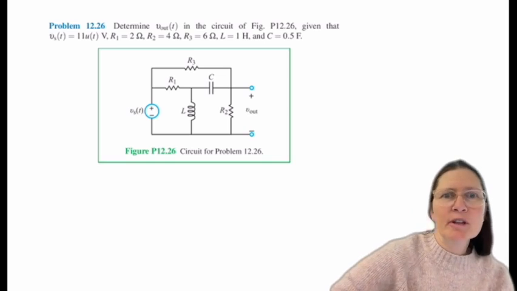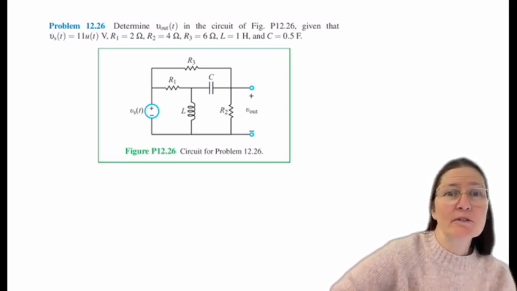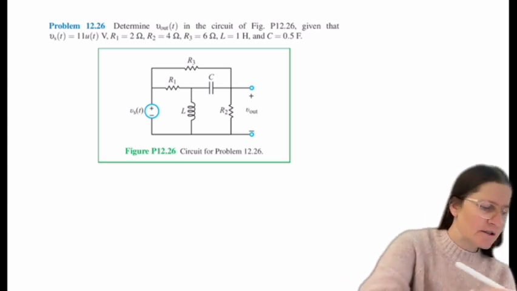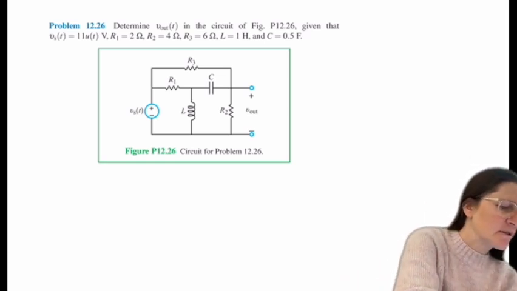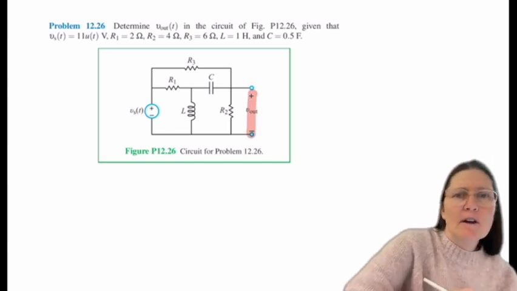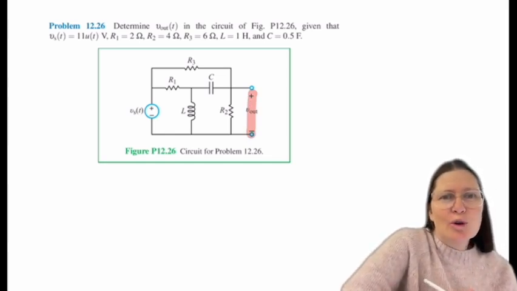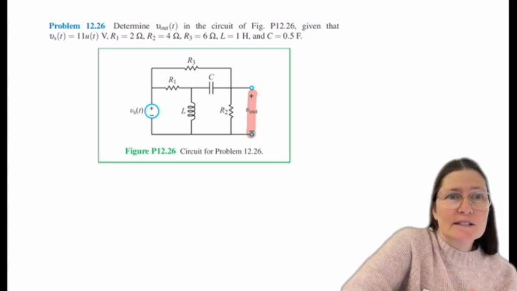So for this one, it's asking to solve for V out in the circuit. And so V out is here. And so you're going to need to do all of the steps. You're given the Vs is 11 U of T.